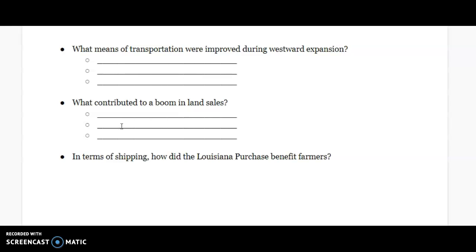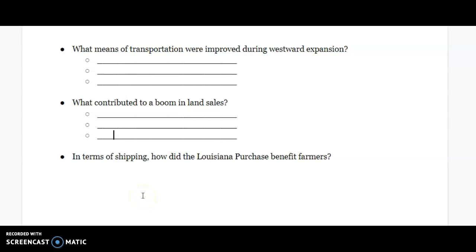Allowing farmers to buy a minimum of 80 acres. That was very affordable. And then offering loans and credit through the Bank of the United States. So actually helping people have the money through a loan from the bank to buy land in the West. So all of those things are encouraging people to go westward.